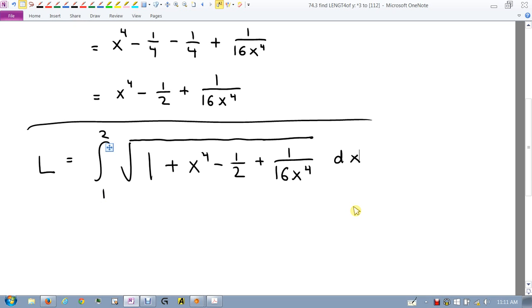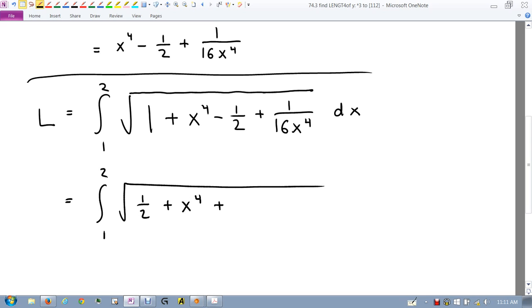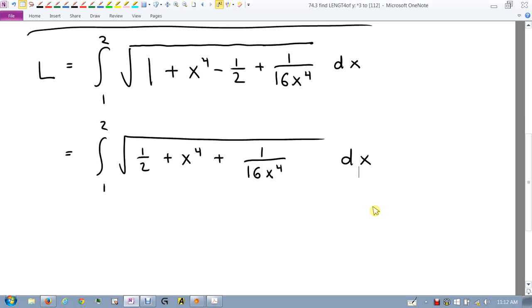We can put the 1 and the 1/2 together. Or 1 minus 1/2. So we get 1/2 plus x to the 4th plus 1 over 16 x to the 4th. Now you cannot integrate these term by term. You cannot, because they're all trapped under a root. You can't just square the integral because that's totally illegal. Changes the entire problem if you square it.